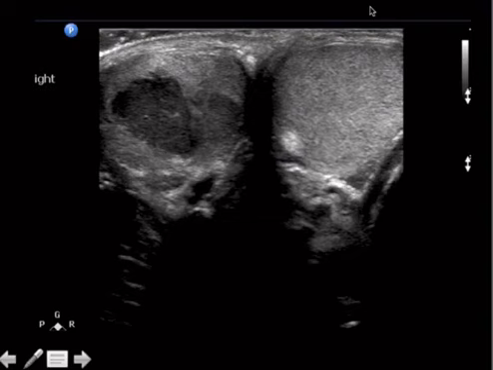Extratesticular things are like infection, pyocele, complex hydroceles, hematoma, those kinds of things. Intratesticular masses have a lot of different kinds of cancer. So let's talk about that.